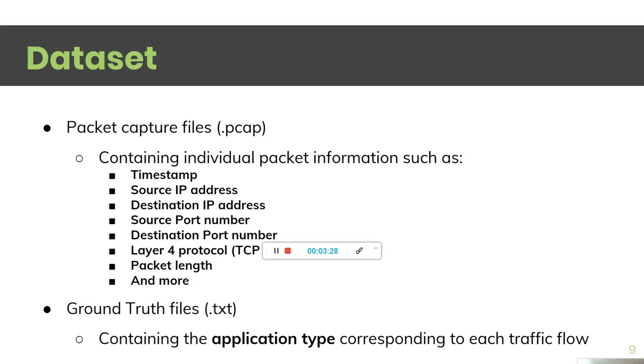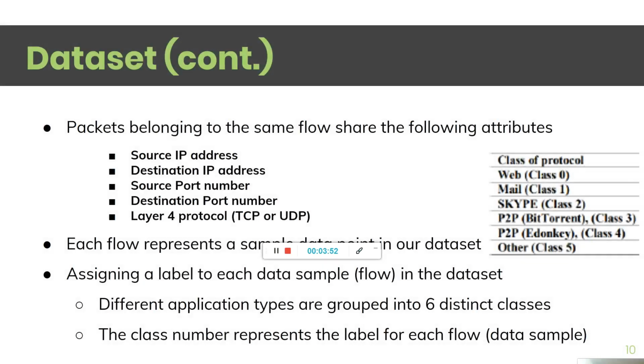We were also provided with ground truth files which provide the labels for the applications that each flow belongs to, and these files combined with the packet capture files would enable us to create a data set labeled with the application type for training supervised machine learning models. So for the labels, using both the ground truth files and packet capture files, we design our data set.